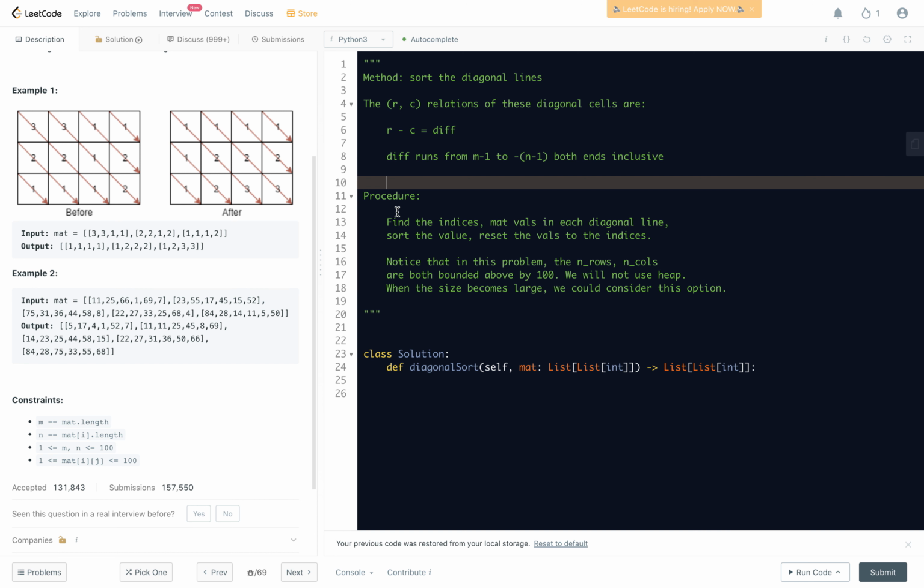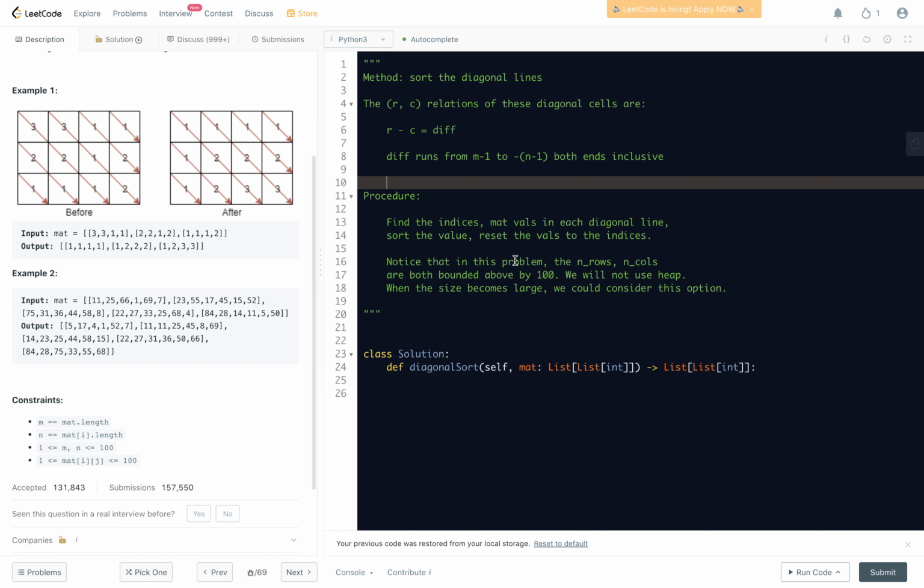The procedure is also very straightforward. First, we find the indices corresponding to each of the diagonal lines from the bottom left to top right. Then we find the corresponding matrix values in each of the diagonal lines. Then we sort the values and reset the values to the indices in a specific diagonal line when we consider that line.